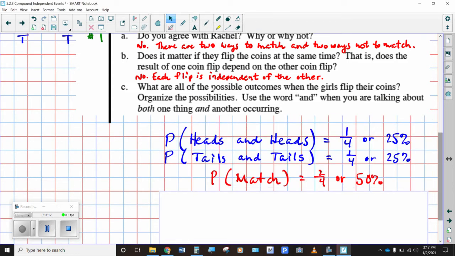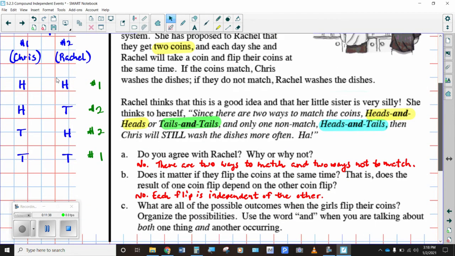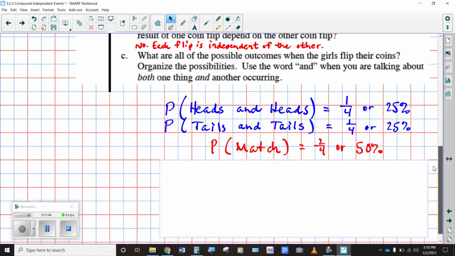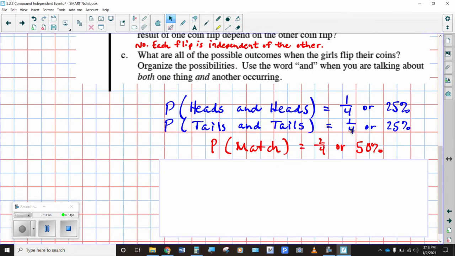It says, what are all the possible outcomes when the girls flip their coins? Organize the possibilities. Use the word and when you're talking about both one thing and another thing occurring. So these are the matches, right? This would be if Chris would win. She would either get a heads and a heads, which is a 1/4 probability. One out of the 4 is 2 heads, and one out of the 4 is 2 tails. So that is a 1/4 probability.